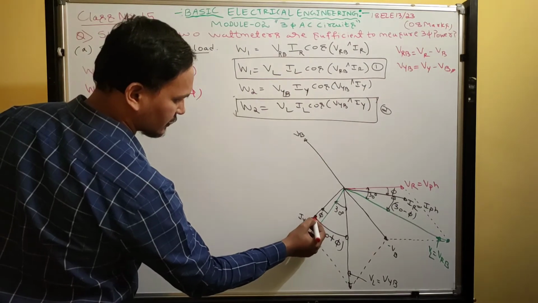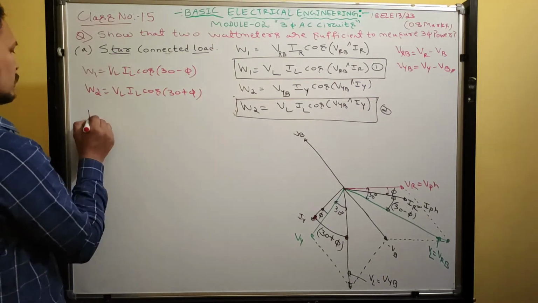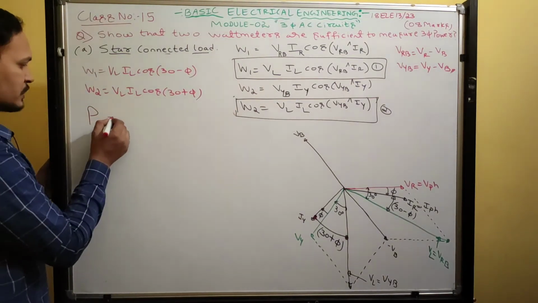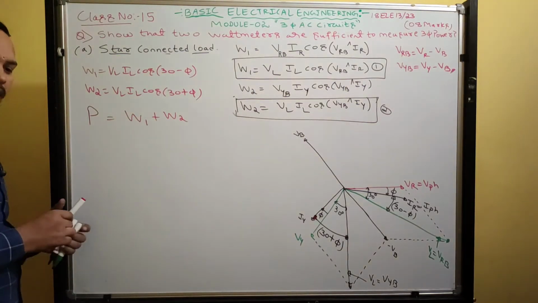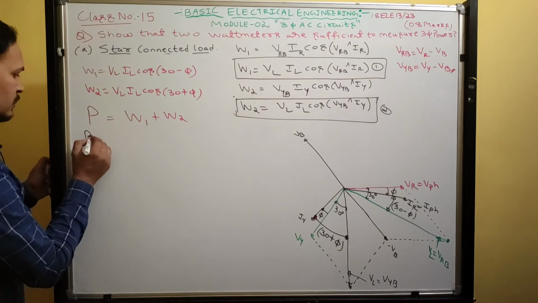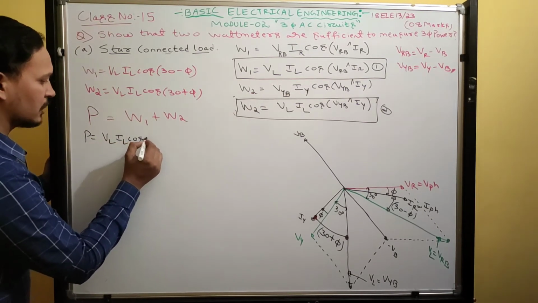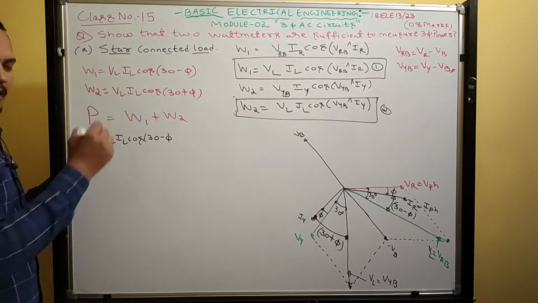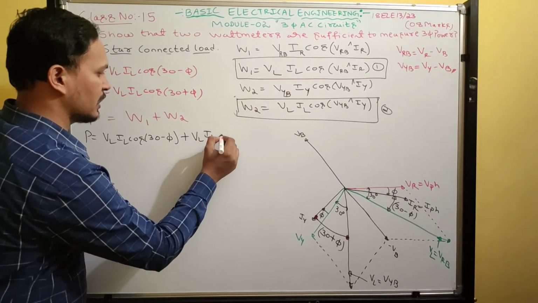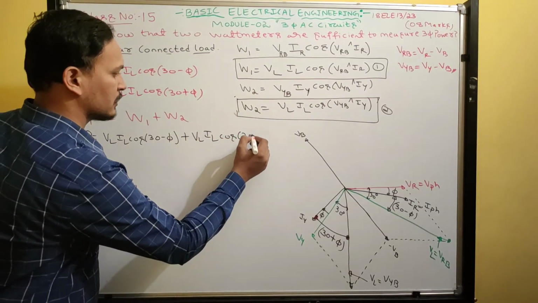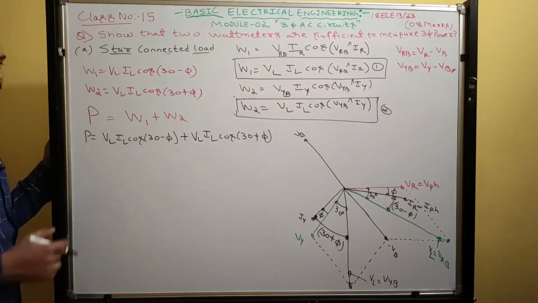So you measure the angle like this. From here, your angle is 30 plus pi. Now the total three-phase power is equal to the sum of the two wattmeter readings, W1 plus W2. So I am going to derive this. What is W1? Once again, write the same thing; it will get practice. W1 is VL IL cos 30 minus pi, plus W2 is VL IL cos 30 plus pi. Second reading W2.